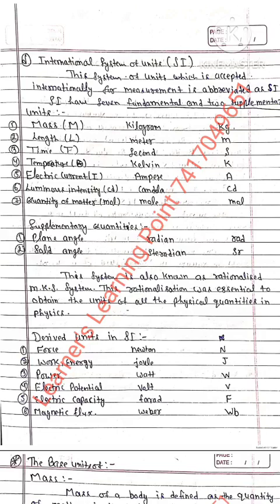Next, the supplementary quantities. First is plane angle, and second is solid angle. You know what a plane angle is? Any angle you draw on paper is known as a plane angle, and the unit of plane angle is radian. And next is solid angle.